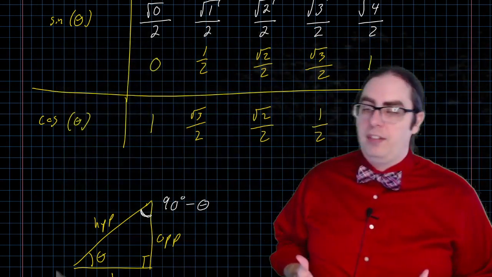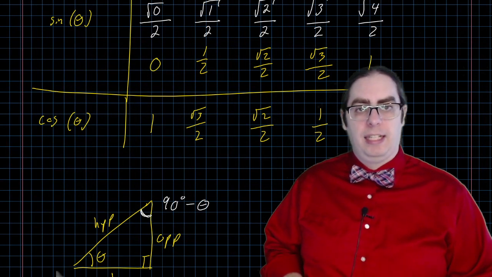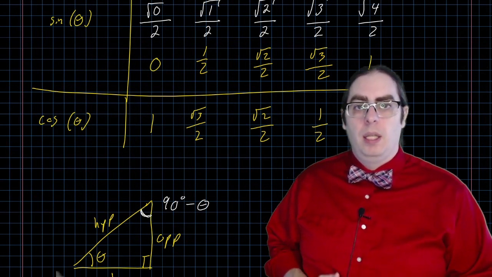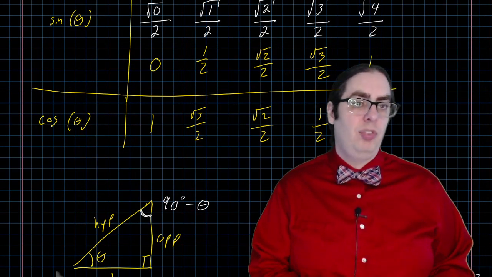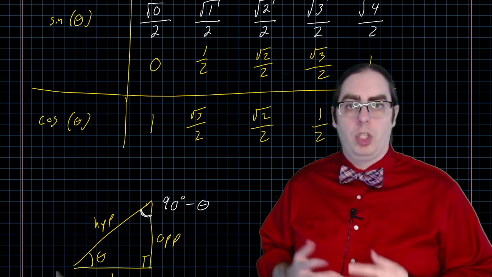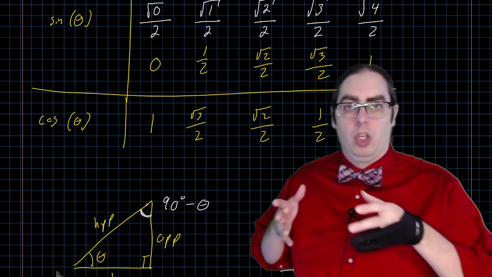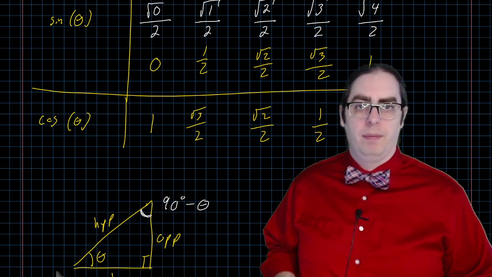We call that the cofunction identity. The sine of an angle is the same thing as the cosine of the complementary angle. That's literally what cosine means. It's the complementary angle's sine, just shorthanded.